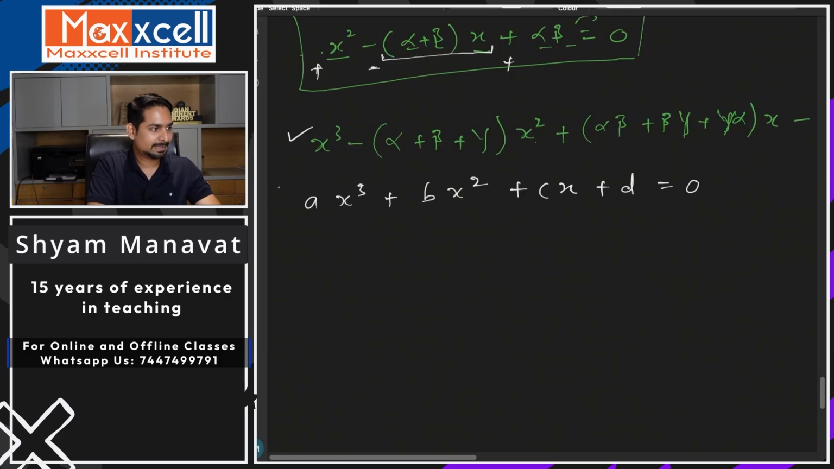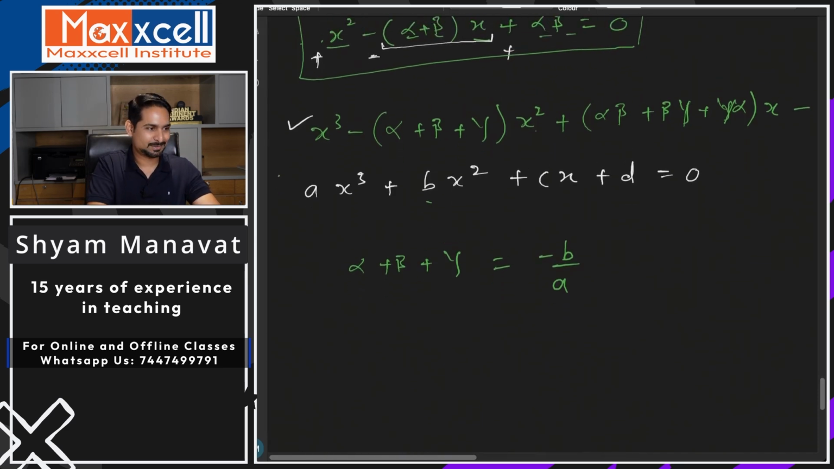So here I can say, comparing this, alpha plus beta plus gamma, you get the square term, can be said to be what? Minus b upon a, sum of roots. Same as the square term, right? Same as the quadratic equation, sum of roots minus b upon a.